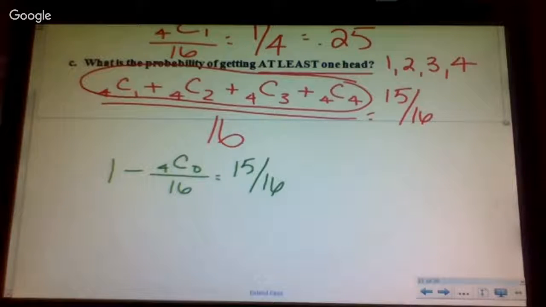Okay, so you've got 2 different options to attack this. If you don't like complement because it doesn't make any sense to you, don't use it. You can do it this way. This way is just a little bit longer.